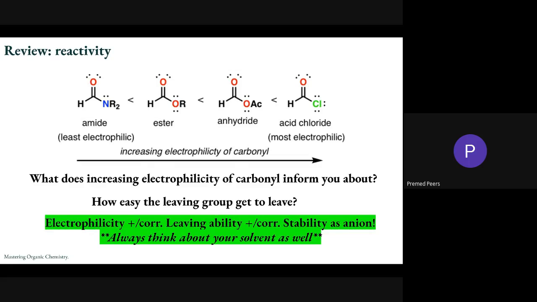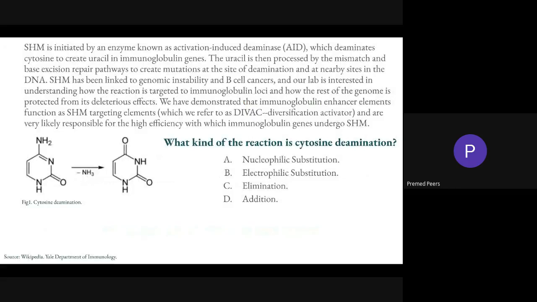So also think about your solvent as well. What kind of solvent they are in also participates in that event. Because if you are already gaining some sort of positive charge, for example, then it's making the electrophile easier to be attacked by the nucleophile. So the same thing applies right here.